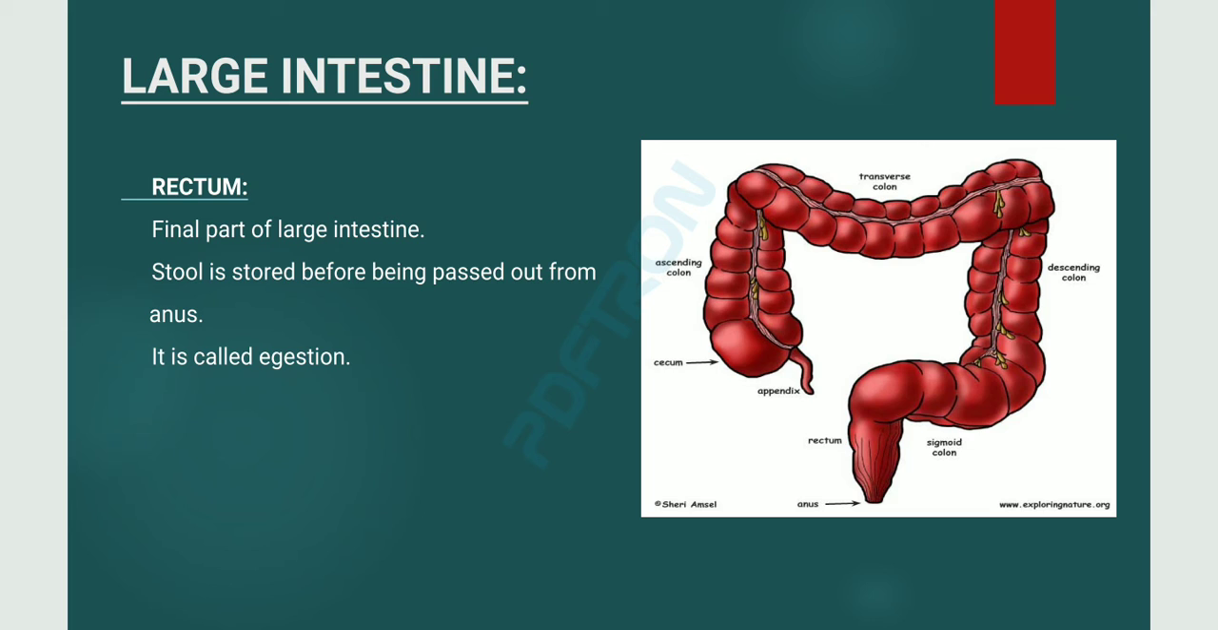Rectum. The rectum is basically the final part of the large intestine. In the rectum, stool is stored before being passed out from the anus. The removal or elimination of feces from the body is called egestion. It takes place in the rectum.